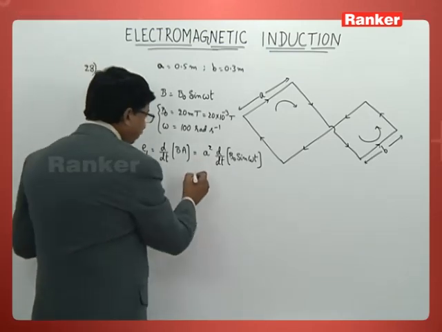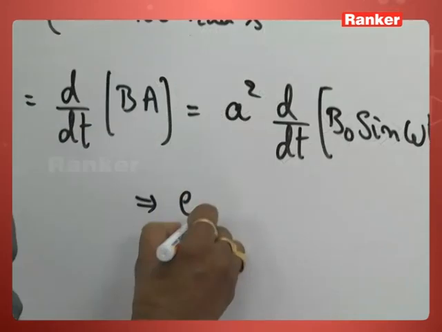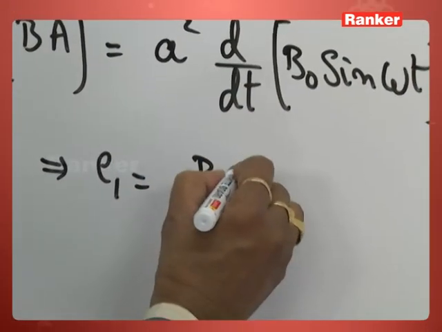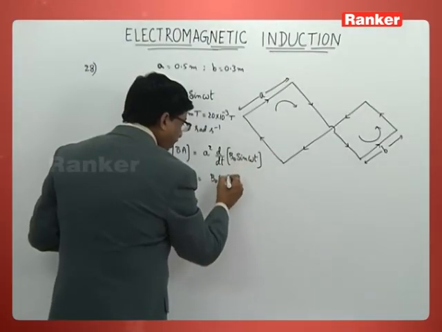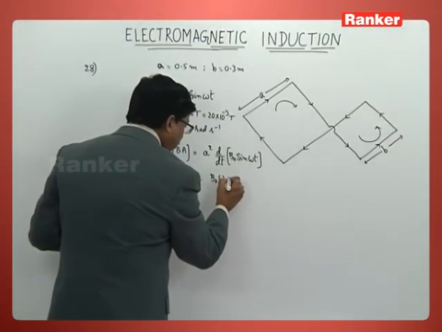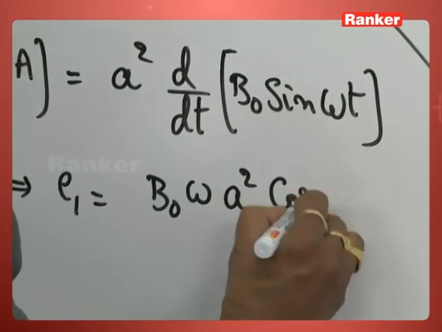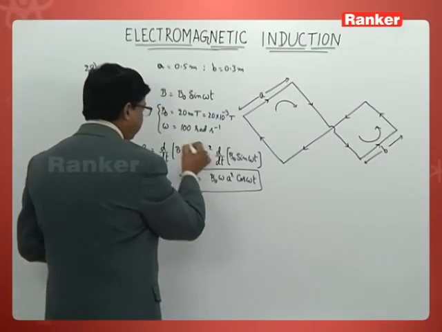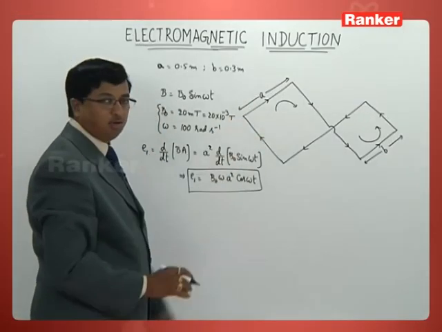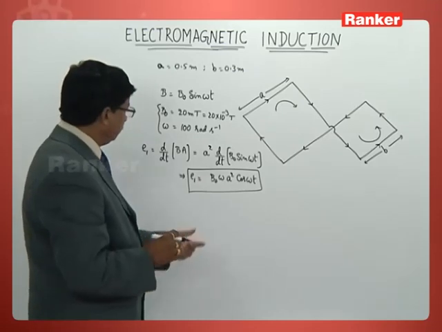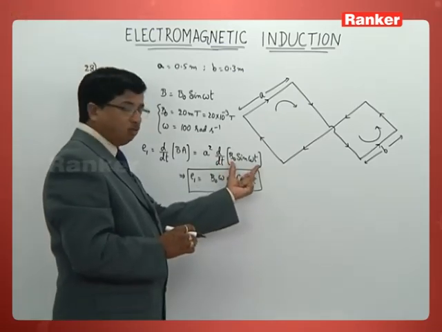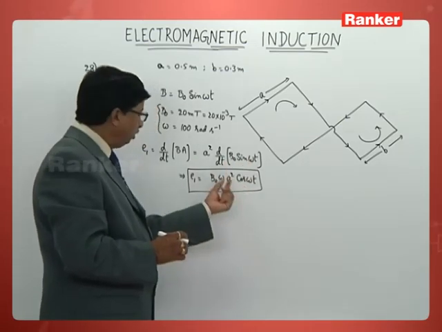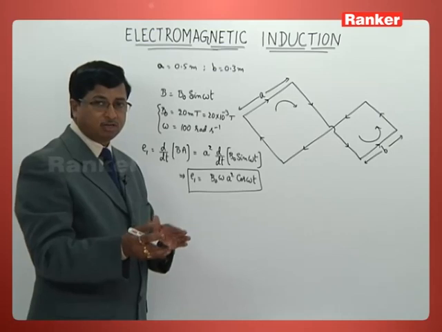Now if I simplify this one, I will be getting the value of E1 directly this way. B naught omega cos omega t, right? B naught omega A square cos omega t. That is the equation for E1 as far as the first loop is concerned. So d by dt of B naught sin omega t now becomes B naught omega cos omega t. That only I have written. A square, being a constant, will come out of that.